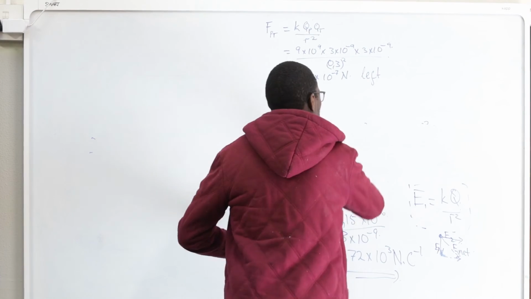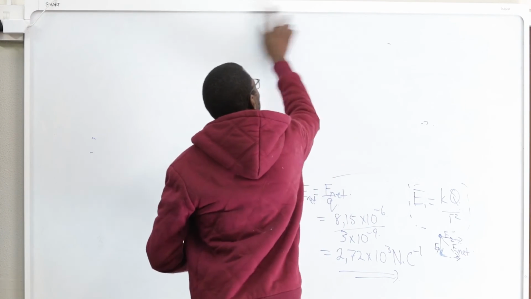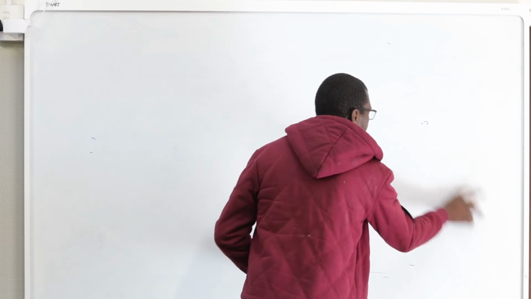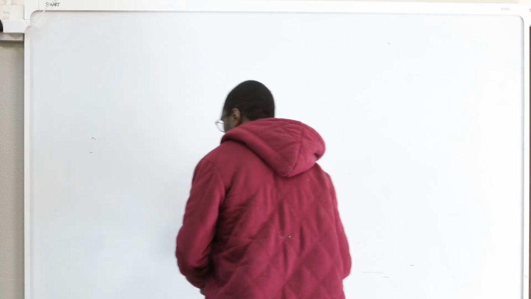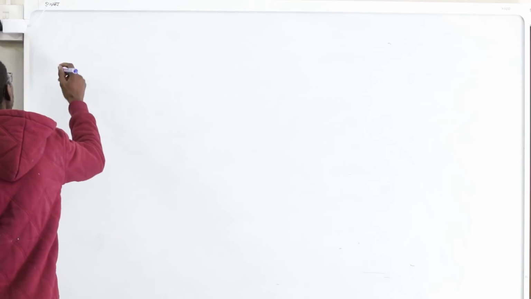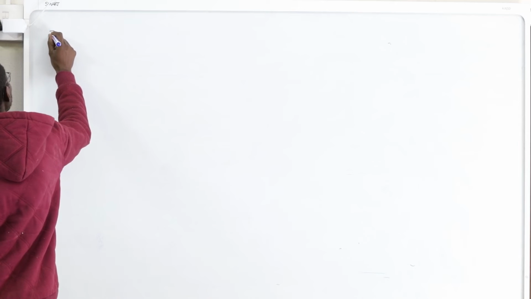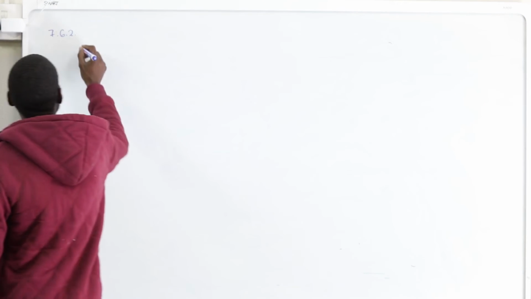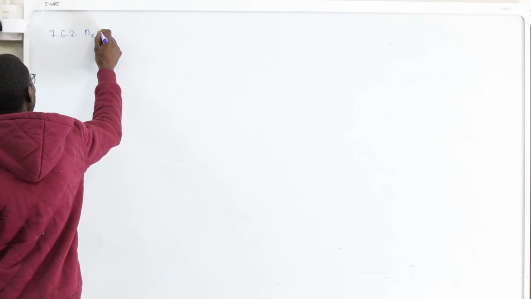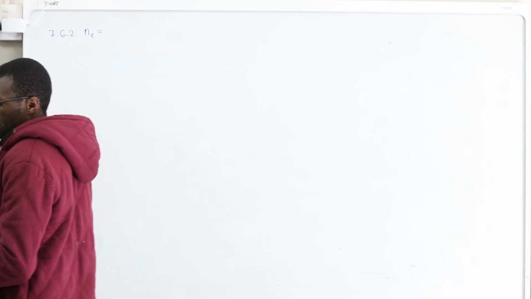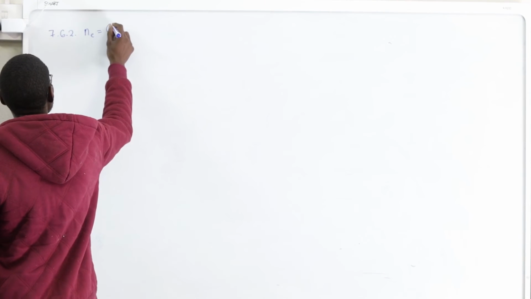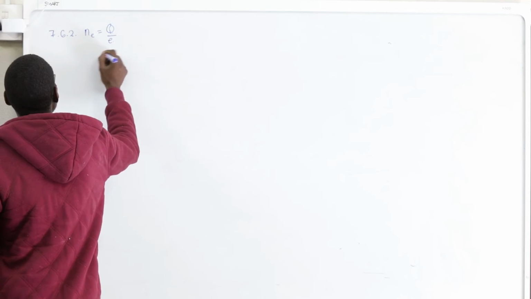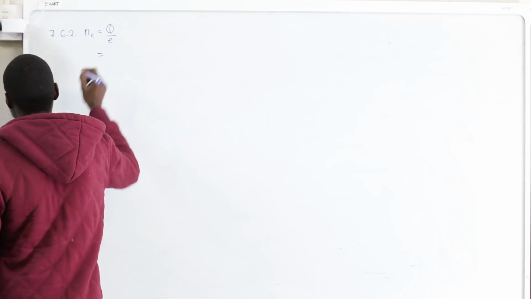We will leave this part for another question. So let's wipe it off. Disappear. So for 7.6.2, the number of electrons is equal to the charge divided by the charge of an electron.